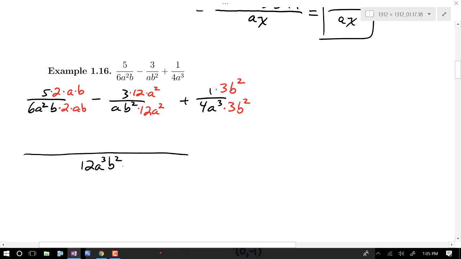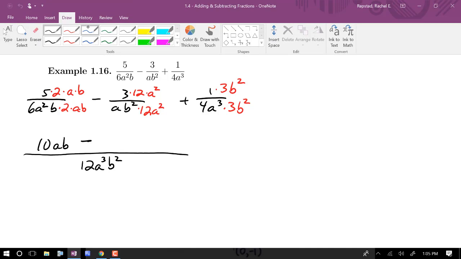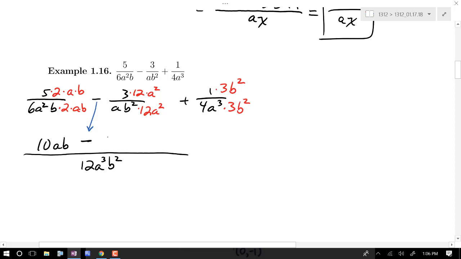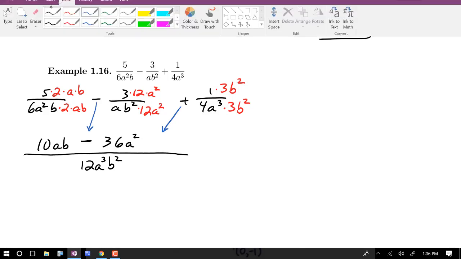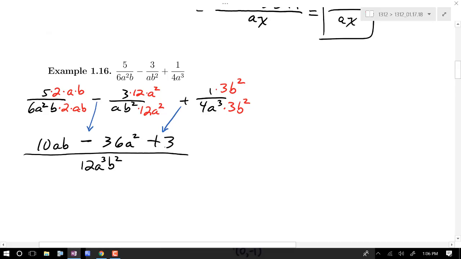And now let's see what we can do up top. So the first numerator is 10ab minus, that's a minus because that's a minus, 36a squared. And then we bring down this plus, and 3b squared. And that's about it. I mean, there's no common factors that we could take out. So that's pretty much as far as we can go. If our goal was to add and write it as a single fraction, we have accomplished our goal.